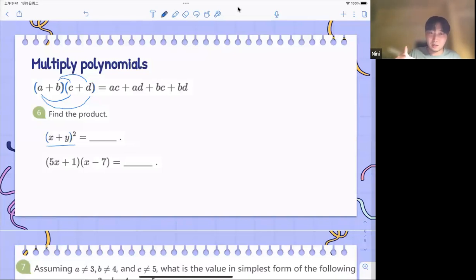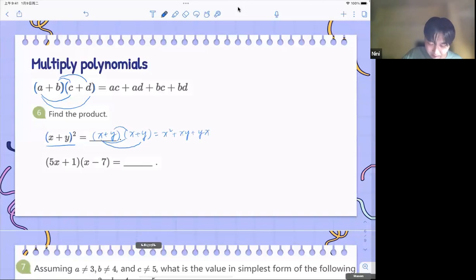So let's do what we did for our first day, which is (x plus y) multiplied by (x plus y), right? And following our rules here, firstly x multiplied by x, which is x squared. The second one is x times y, so xy. The third one, y times x, so yx. The last one, y times y, so that is y squared.